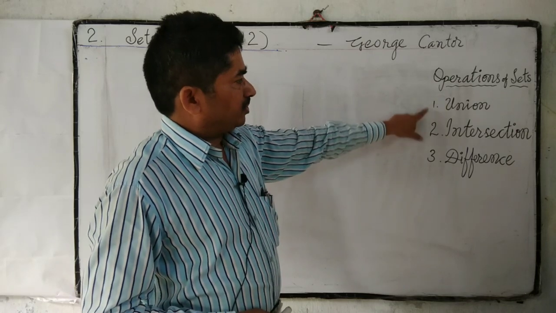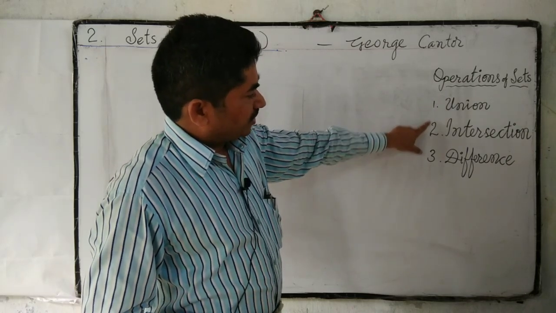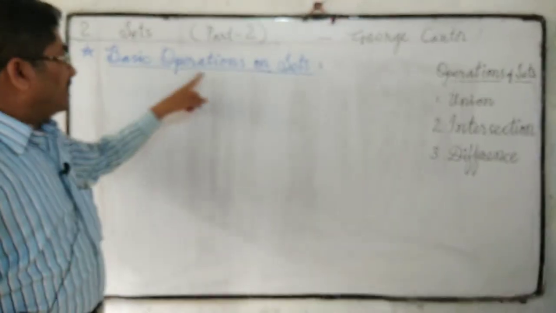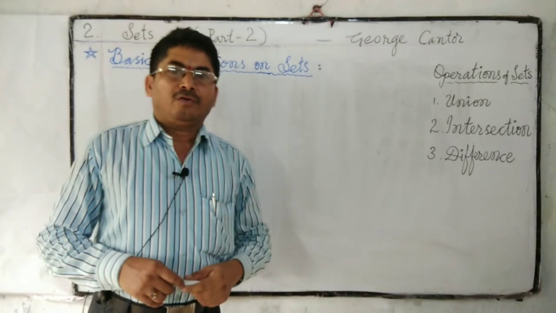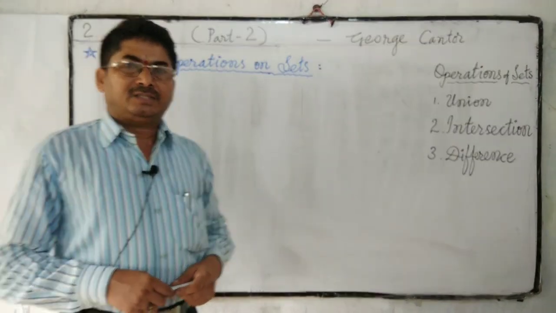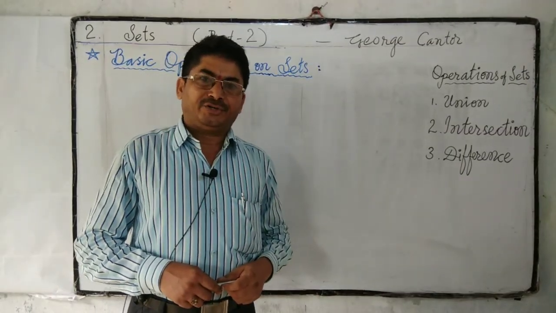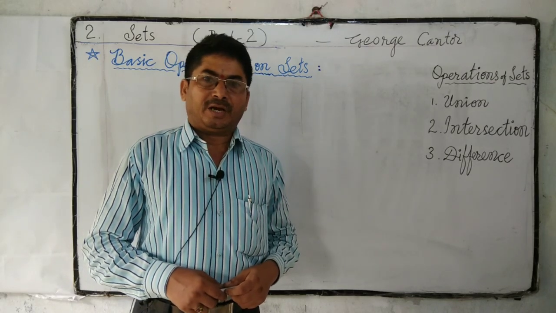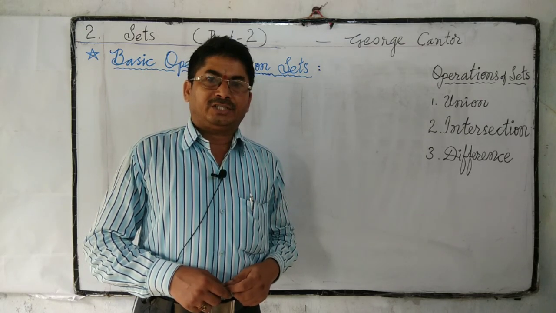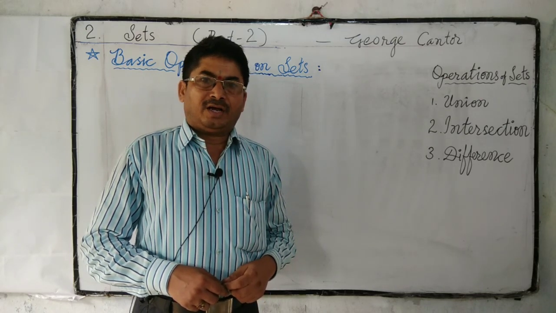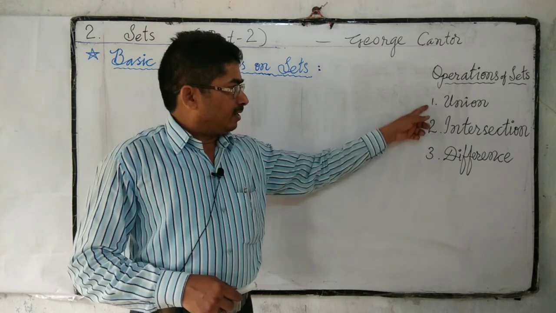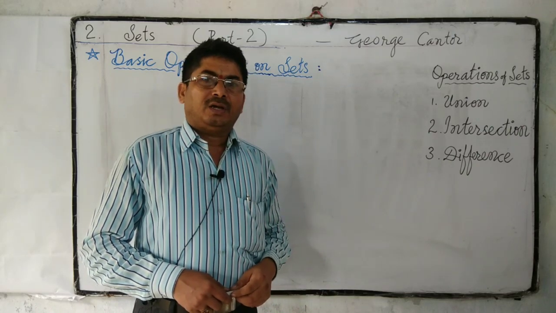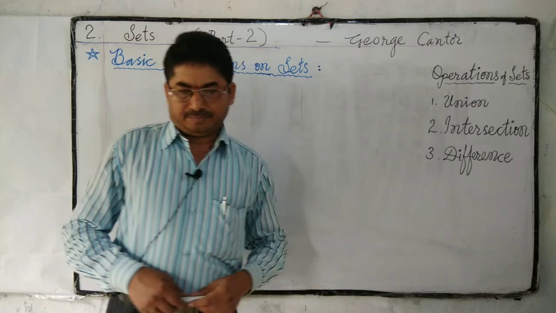In this operations of sets, we will cover union of sets, intersection of sets, and difference of sets, the basic operations on sets. We know that arithmetic has the operations of addition, subtraction, multiplication and division of numbers. Similarly, in sets, we define the operations of union, intersection and difference of sets. Let us learn one by one.